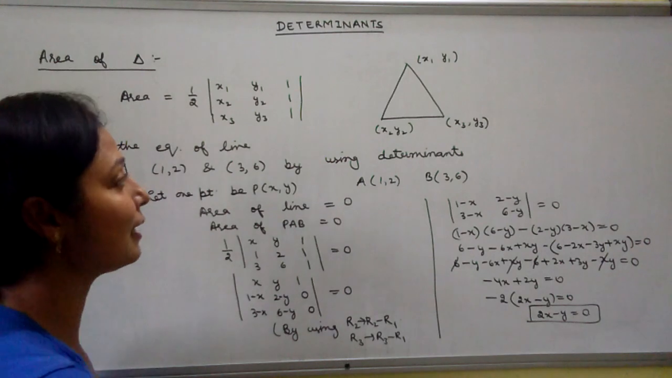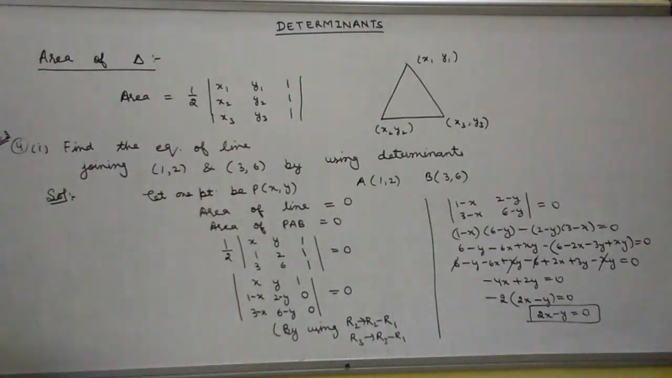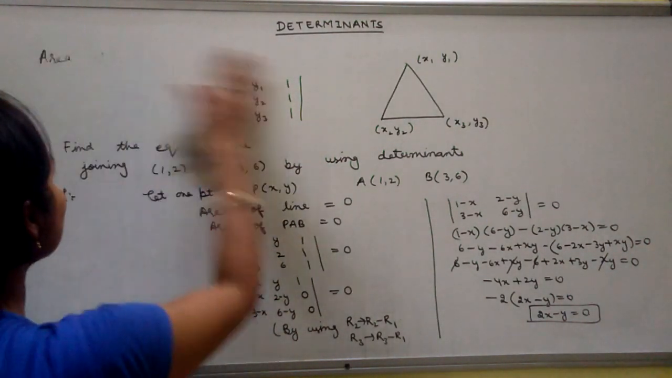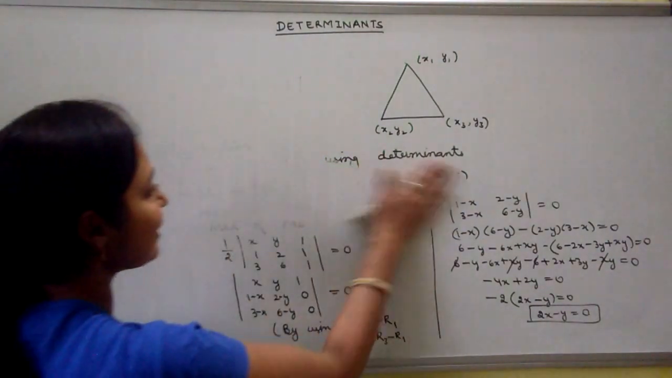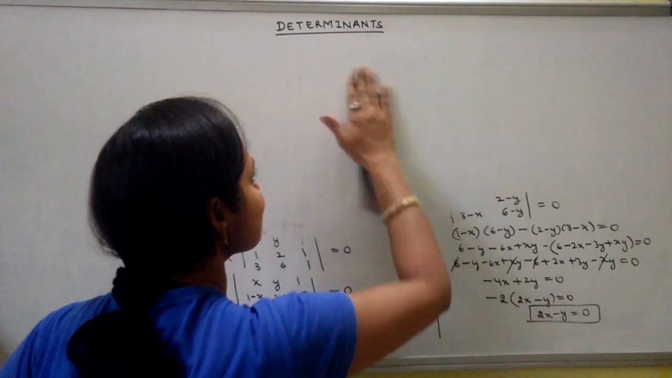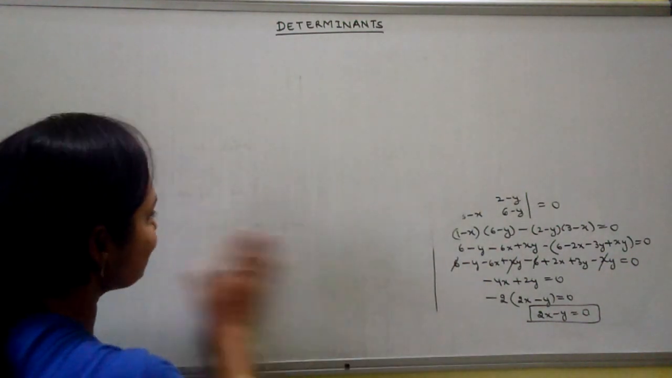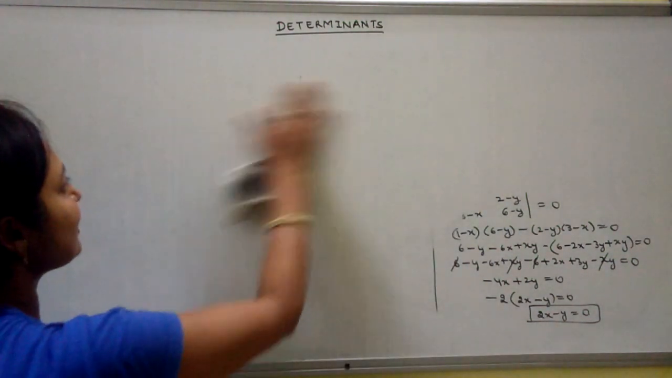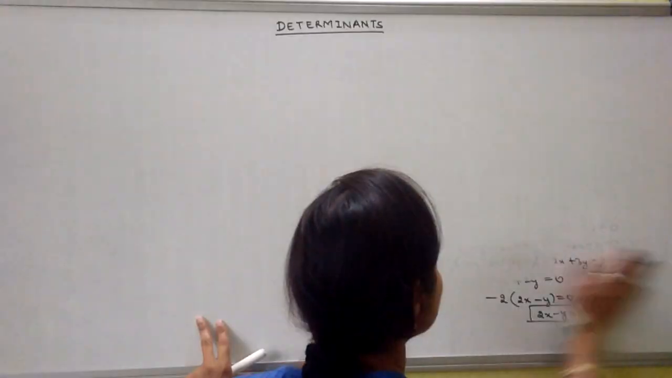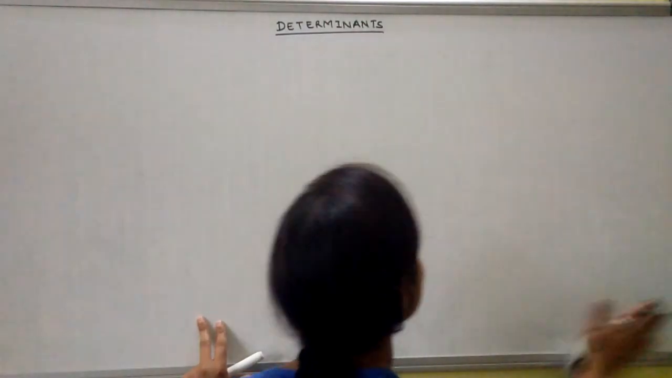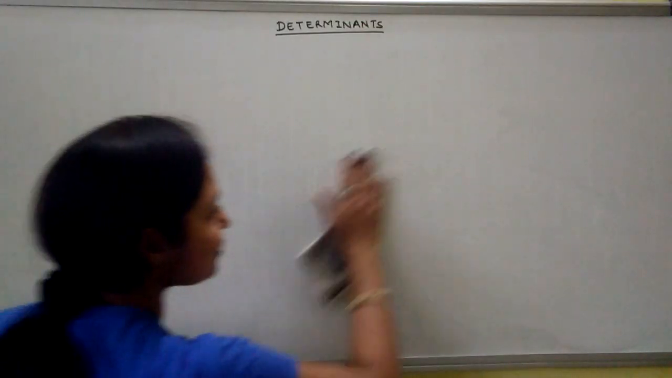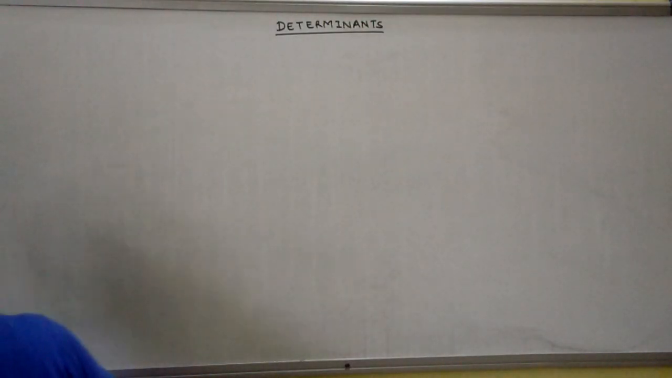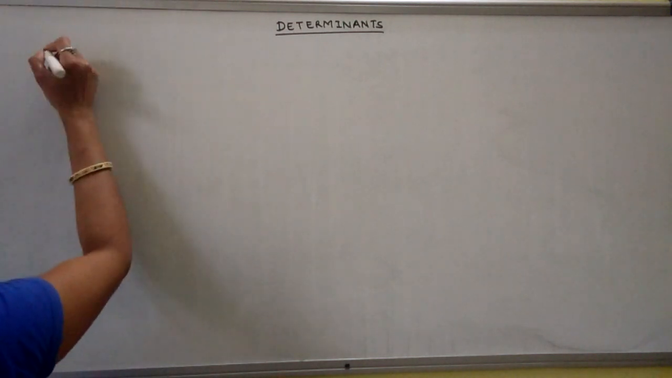Okay. Now come to minors and cofactors. That is a very easy concept. This is your 4.4 exercise, that is minors and cofactors. Very easy exercise. Minors and cofactors are related to each other. How? What is the meaning of minors?